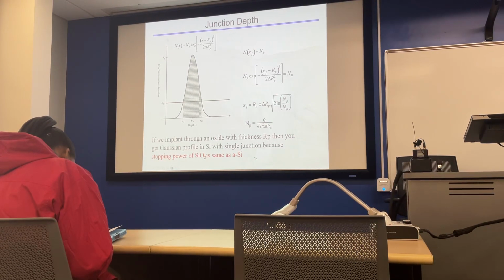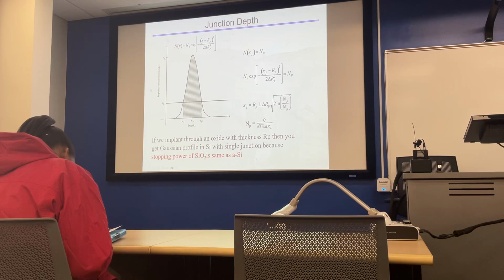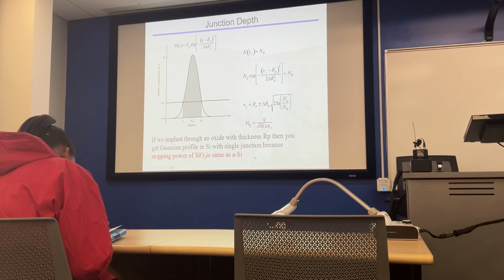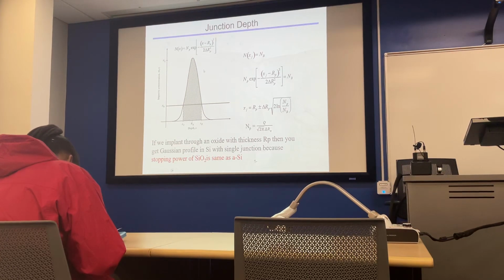So what's the smart thing to do? You want to keep your Rp and you increase the dose, the time of implant. So I don't change my Rp here, I'm just lifting the peak, right? So it kind of makes it fun, that you lift the peak, and now I can give you the same junction depth with a different surface concentration. Beautiful, right?